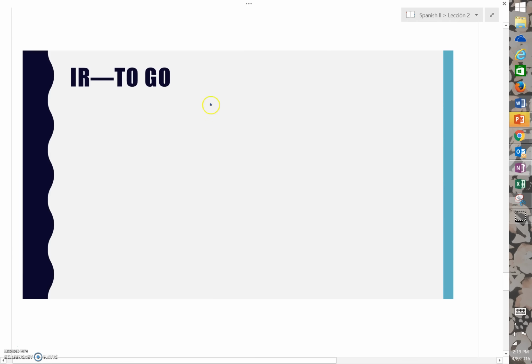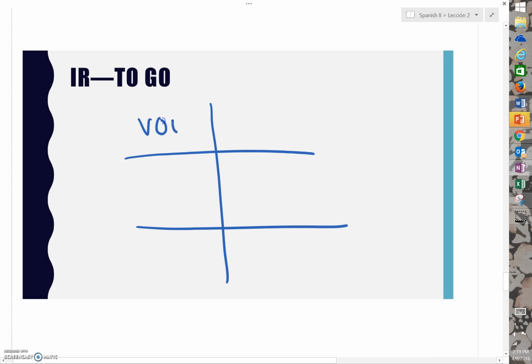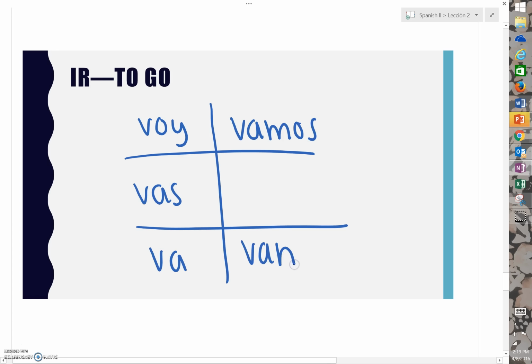Ir, which means to go, conjugates like this. Voy, vas, va, vamos, van. These are the irregular conjugations of ir in the present tense.